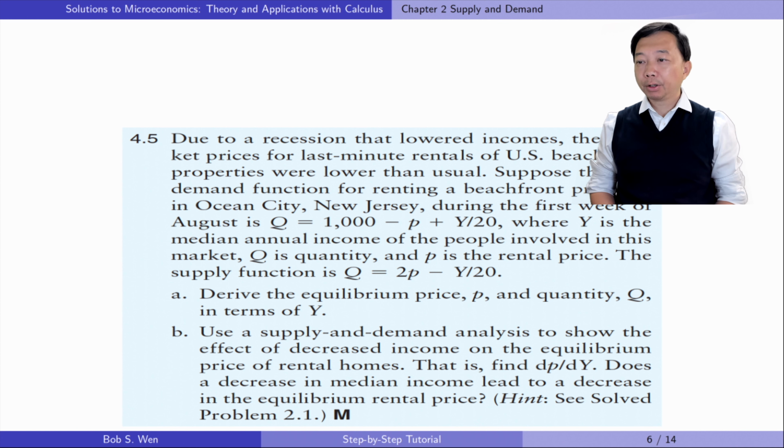In Part B, use a supply and demand analysis to show the effect of decreased income on the equilibrium price of rental homes, that is, find dP over dY. Thus, a decrease in median income leads to a decrease in the equilibrium rental price.